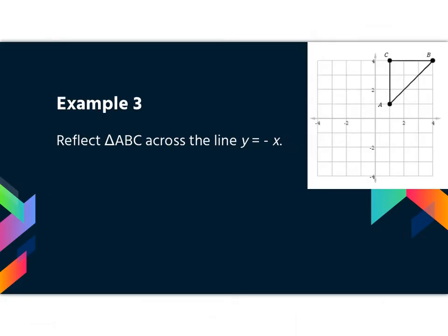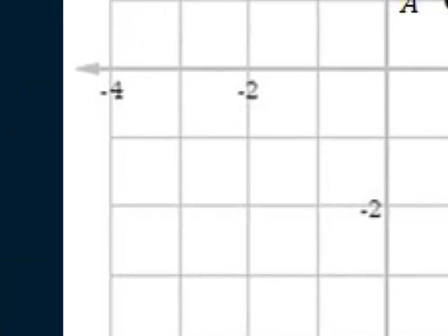In this example, we're going to be reflecting across the line y = -x, and the triangle was already given to us. To start our reflection, we have to make sure we graph the line first. So to start this problem, what we need to do first is graph the axis of symmetry y = -x.